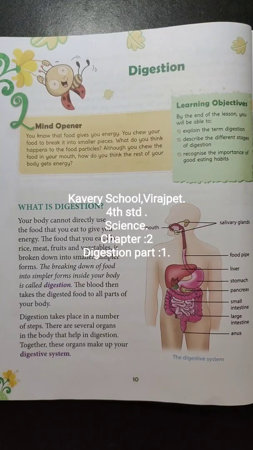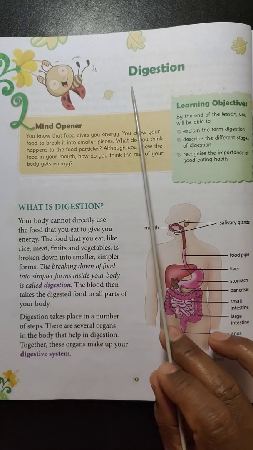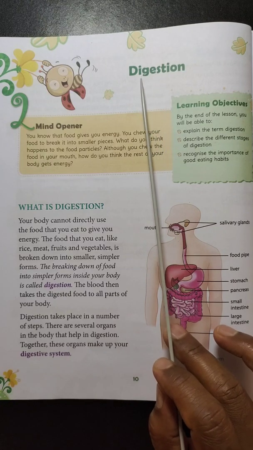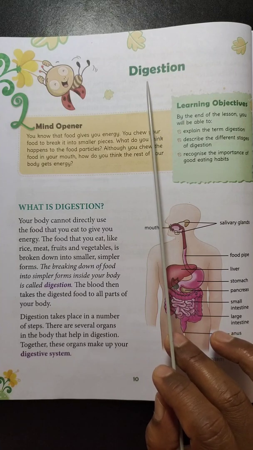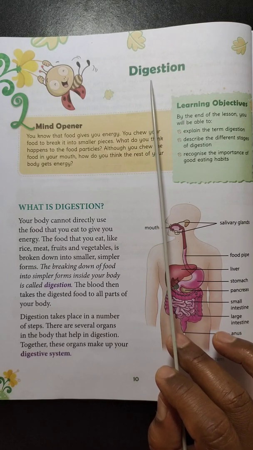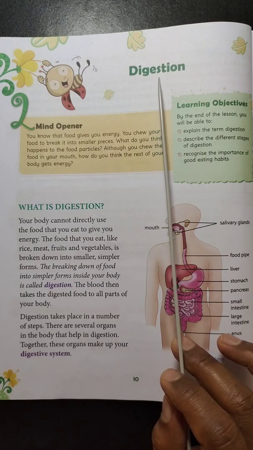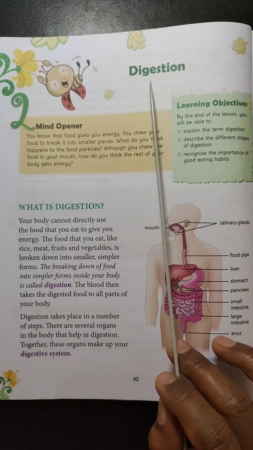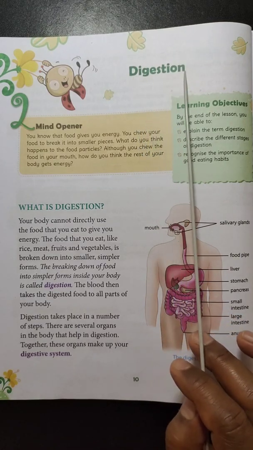Hello children. Today we'll learn the second chapter in science. The name of the chapter is digestion. Do you know what digestion is? Digestion means break. What will be broken down? Food molecules. The food that we eat will have many larger molecules. Those larger food molecules should be broken down into simpler ones. That process is called digestion.